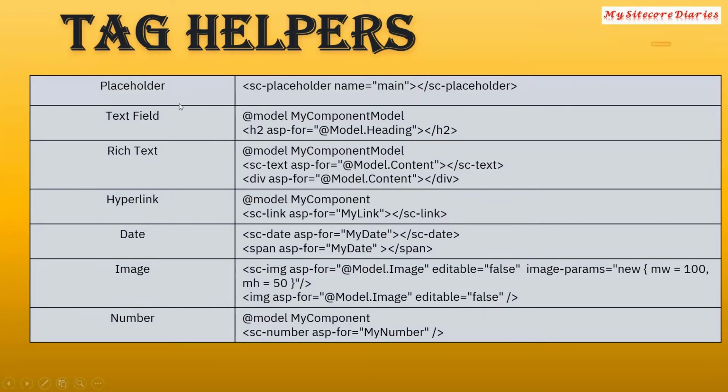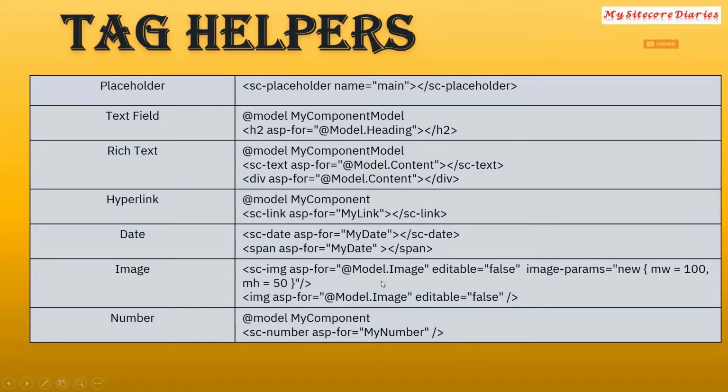Like placeholder, you can have sc-placeholder, and you can give the name here, main. Similarly, for text you have sc-text, the model will be my component model. Then for the h2 field, asp-for @Model.Heading. Heading is the field of your model. Similarly, you have a rich text here. You have a hyperlink, sc-hyperlink, asp-for, date. So you can see these are similar to what we do in Razor.